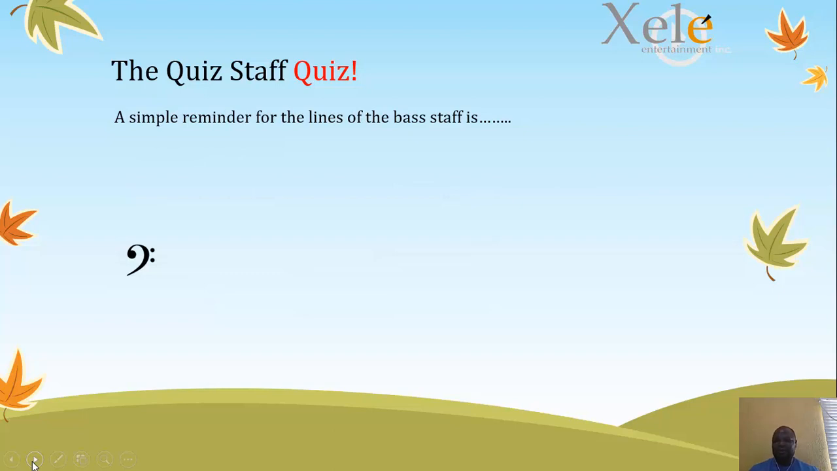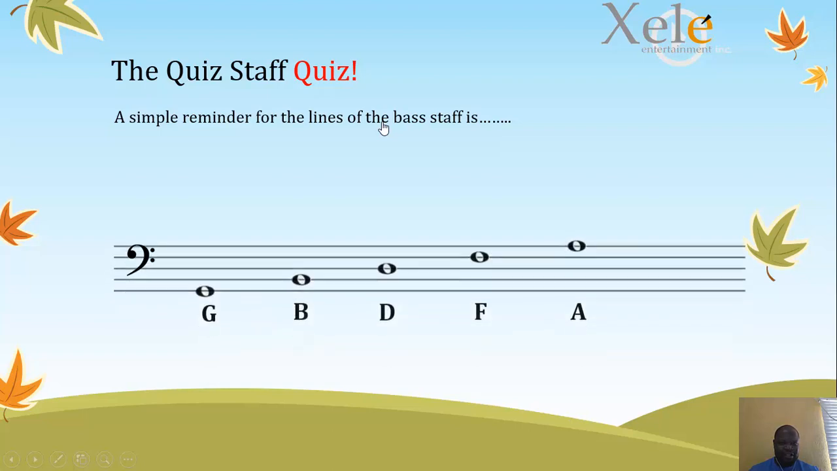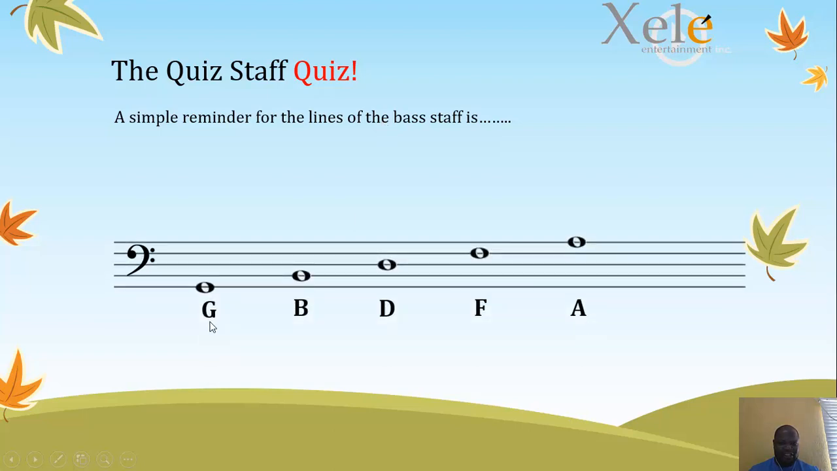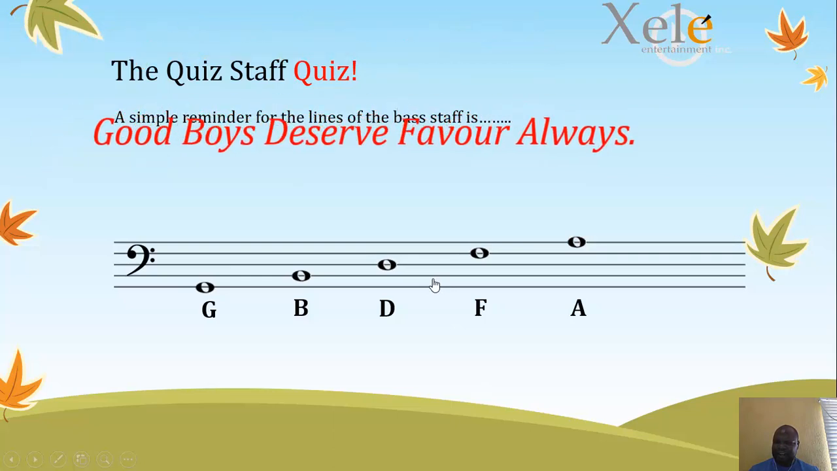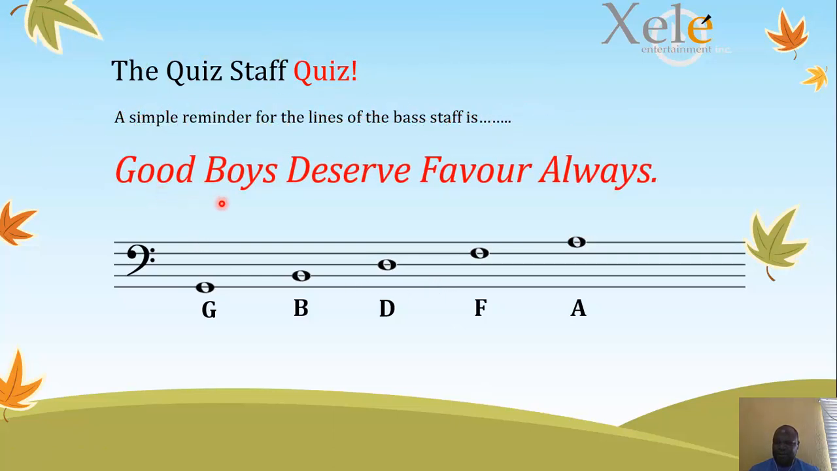Okay, so here we have a quick quiz, and it says a simple reminder for the lines of the bass staff is, does anyone remember? Perhaps with a little hint. Okay, so we know that the lines are G, B, D, F, and A. But how do we remember those lines? What's that rhyme we came up with to remember the lines? It says good boys deserve favor always.